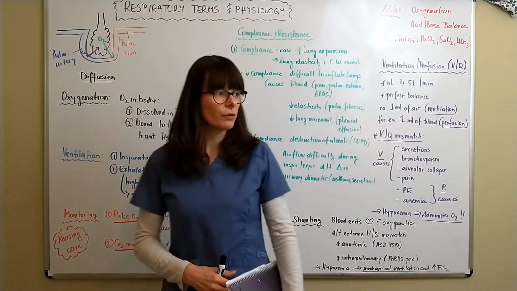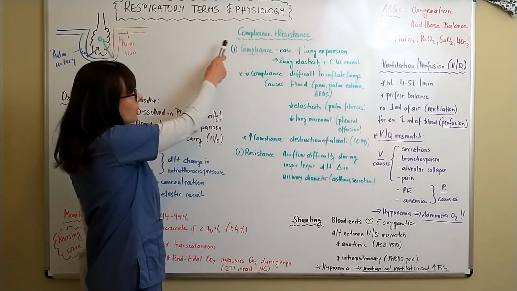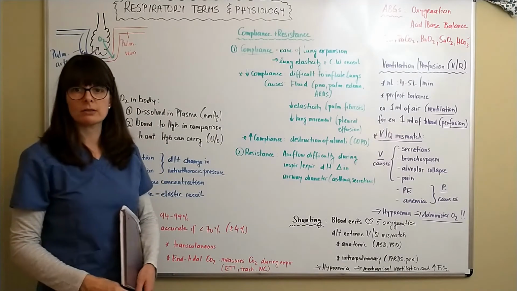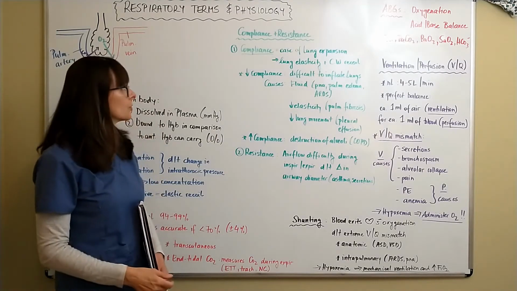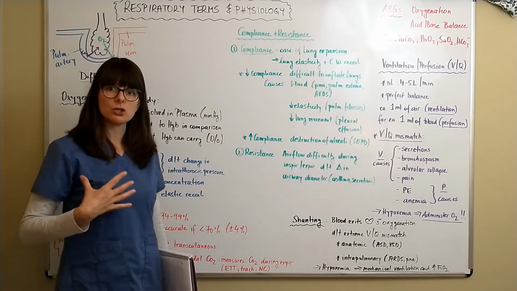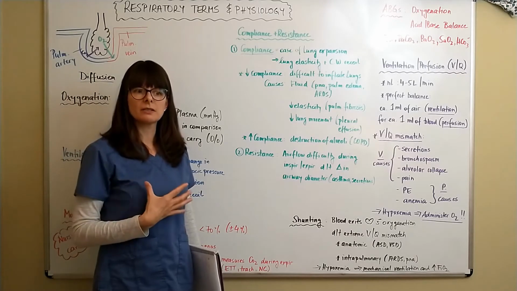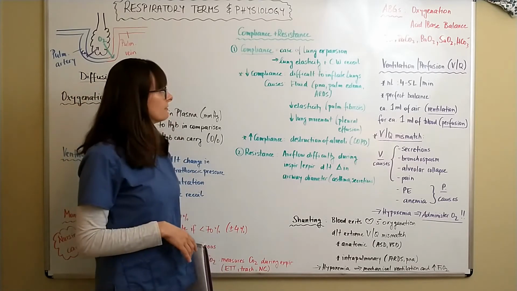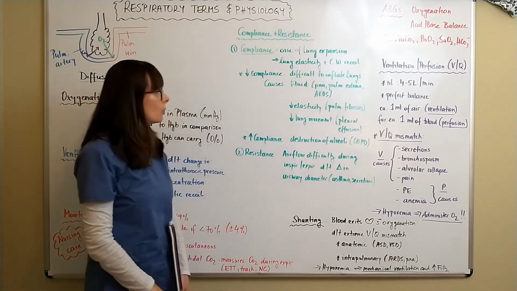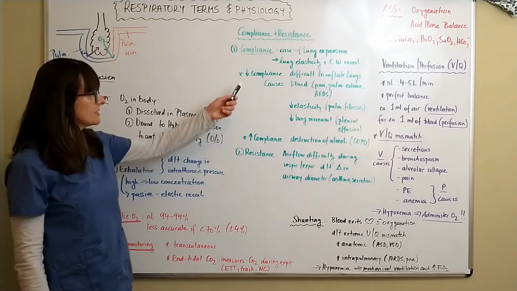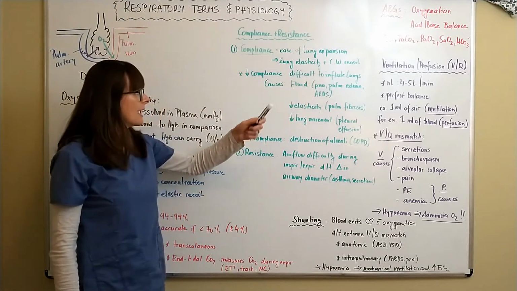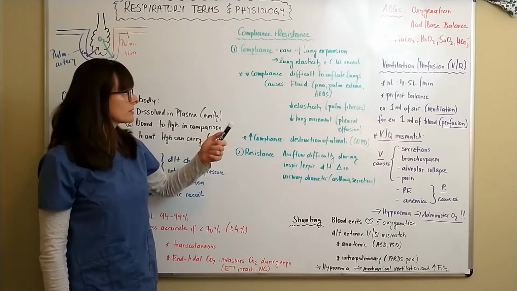The other terms here are compliance and resistance. A lot of times you'll hear these when we talk about some critical care topics, and we'll get into those here. Compliance is the ease of lung expansion. It's basically the ability of the lungs to inflate and deflate, which is the lung elasticity and again the chest wall recoil. When we have decreased compliance, it's difficult to inflate the lungs, and there are several causes for that.